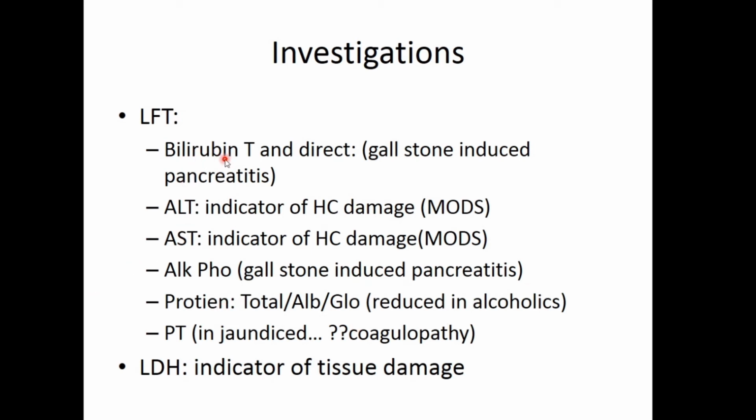Now, when the total and direct bilirubin is raised, in gallstone-induced pancreatitis, the stone which is obstructing has led to increase in the bilirubin, total and direct, and also alkaline phosphatase, which is basically secreted from the biliary duct epithelium. That level also goes up. Okay. Now, as far as proteins are concerned, usually if it's an alcoholic, be rest assured that the protein component actually will be a little less.